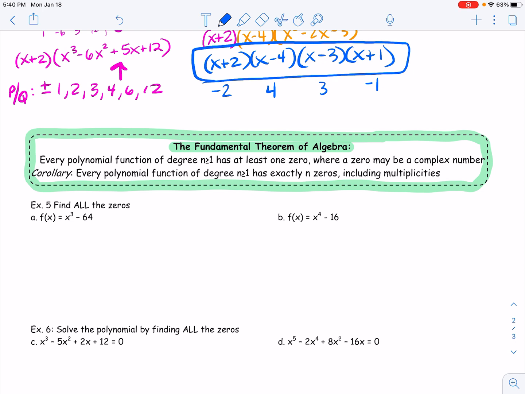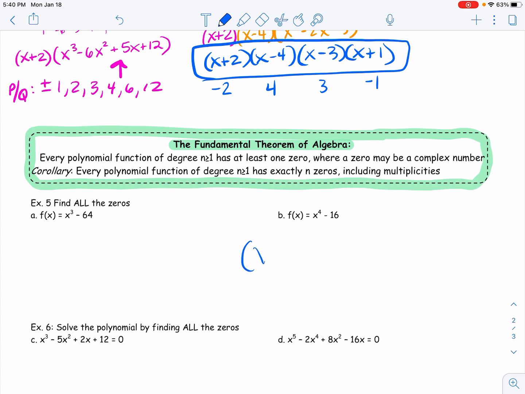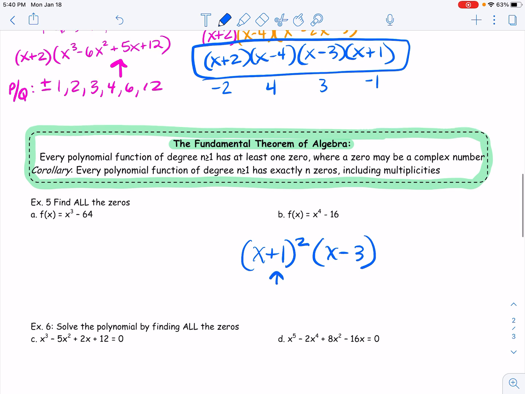So let's think about what that means. If we factor something and we get like x plus 1 squared times x minus 3, well, this is technically 3 zeros, right? This is two -1s and then a +3. So that is actually 3 zeros. So that's what it's talking about, including the multiplicities. But yeah, isn't that really cool?